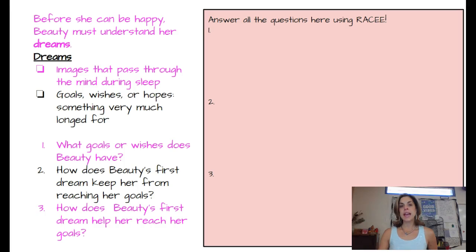So you're going to restate, answer the question, cite evidence, elaborate, and edit for all three. So what goals or wishes does Beauty have? So you have to have text evidence. How does Beauty's first dream keep her from reaching her goals? And how does Beauty's first dream help her reach her goals? So you have 3 questions to answer here. Okay?